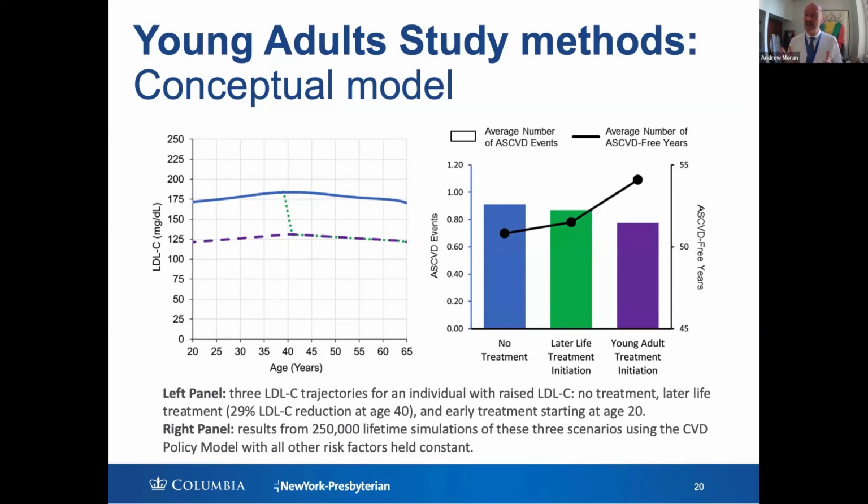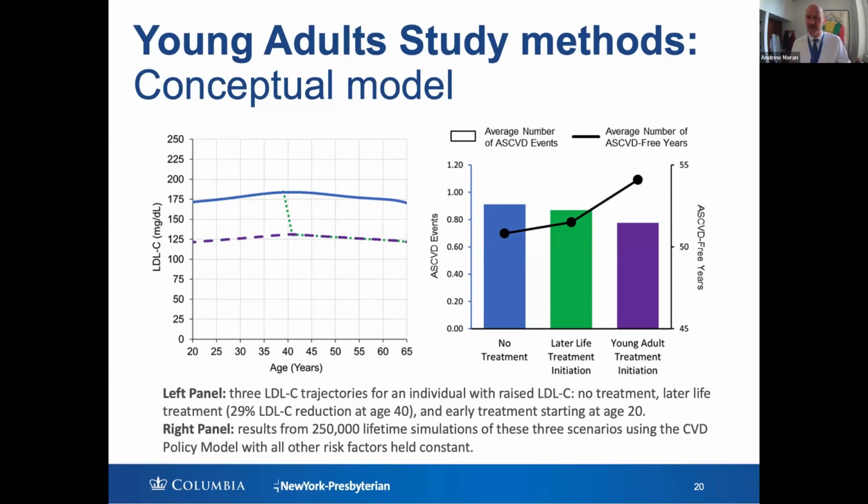Now, if we were to treat them, let's say typical screening, we screen people usually for cholesterol around age 40, and this high cholesterol is found, and they get put on a statin. And that's the green dotted line. You can see now the LDL cholesterol has been reduced during midlife and older.